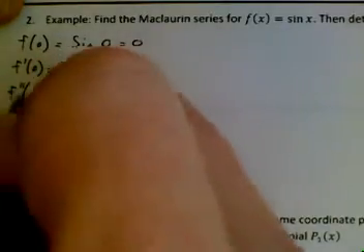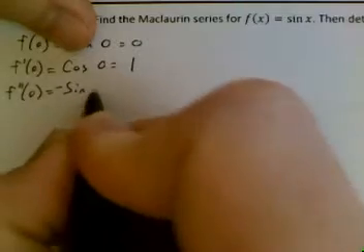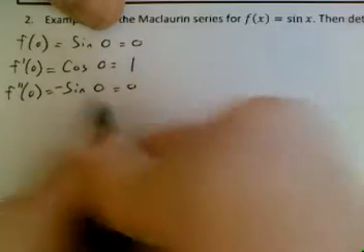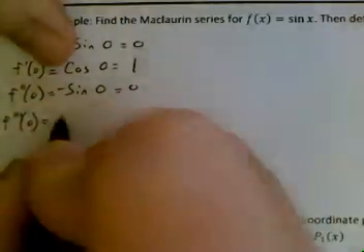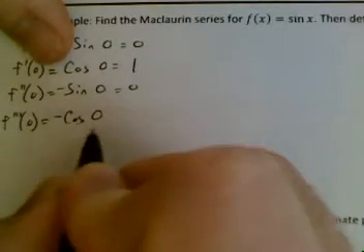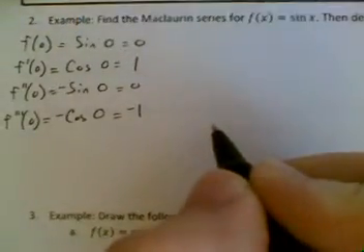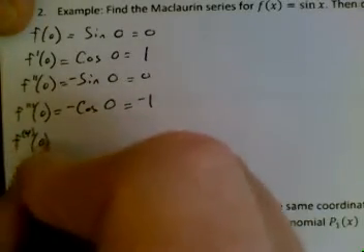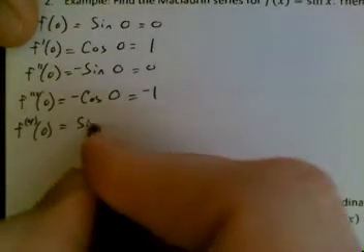Next, f double prime of 0, well, the derivative of cosine is a negative sine. And plugging in 0, the sine of 0 is still 0. It doesn't matter that it's negative. My third derivative at 0 is going to be a negative cosine, and I'm plugging in 0. Cosine of 0 is 1, so when it's negative, I get a negative 1. If I continue this pattern, f with a little 4 for the fourth derivative of 0, is going to be back to sine of 0, which is 0.